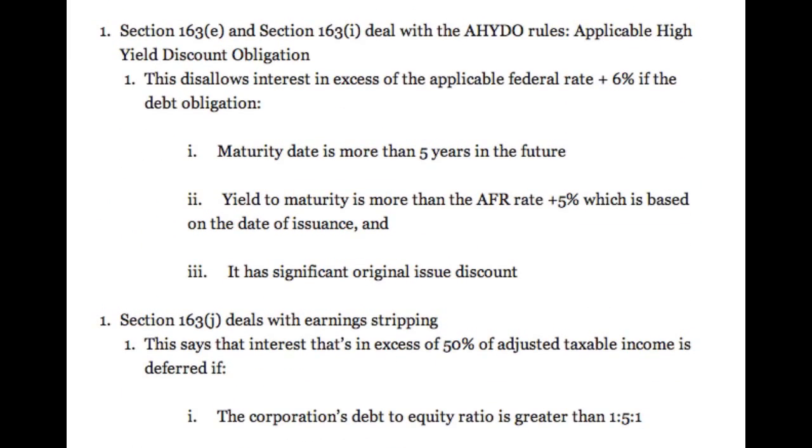The next sections, Section 163(e) and Section 163(i), deal with AHYDO rules, which stands for Applicable High Yield Discount Obligation. This disallows interest in excess of the applicable federal rate plus 6% if the debt obligation has a maturity date that's more than 5 years in the future, if the yield to maturity is more than the AFR rate plus 5%, and that's based on the date of issuance, or if it has significant original issue discount.